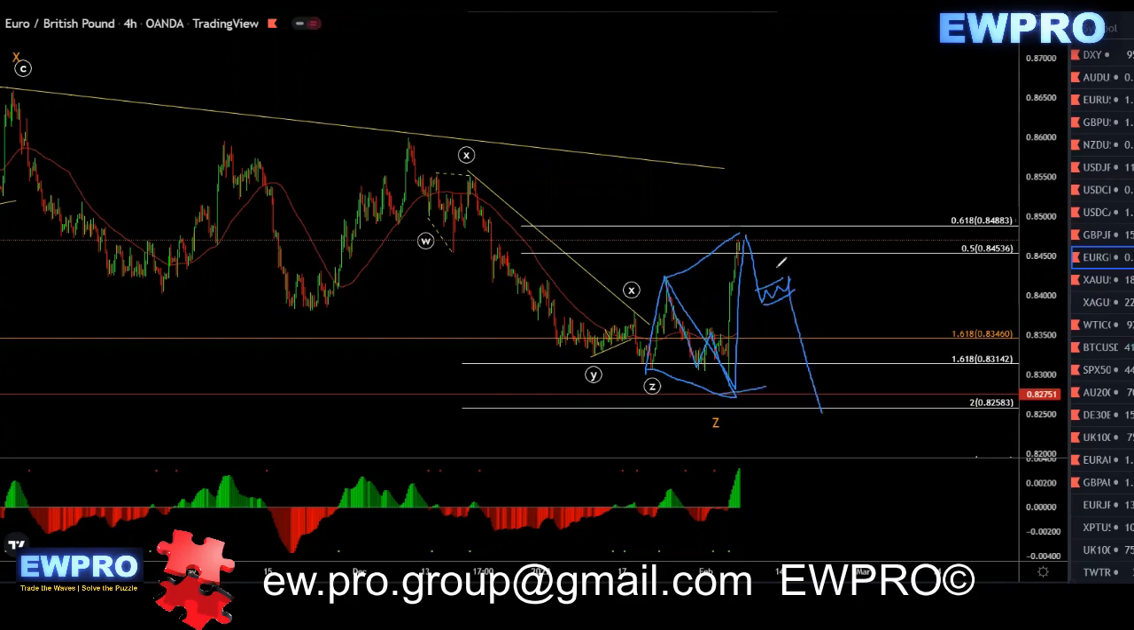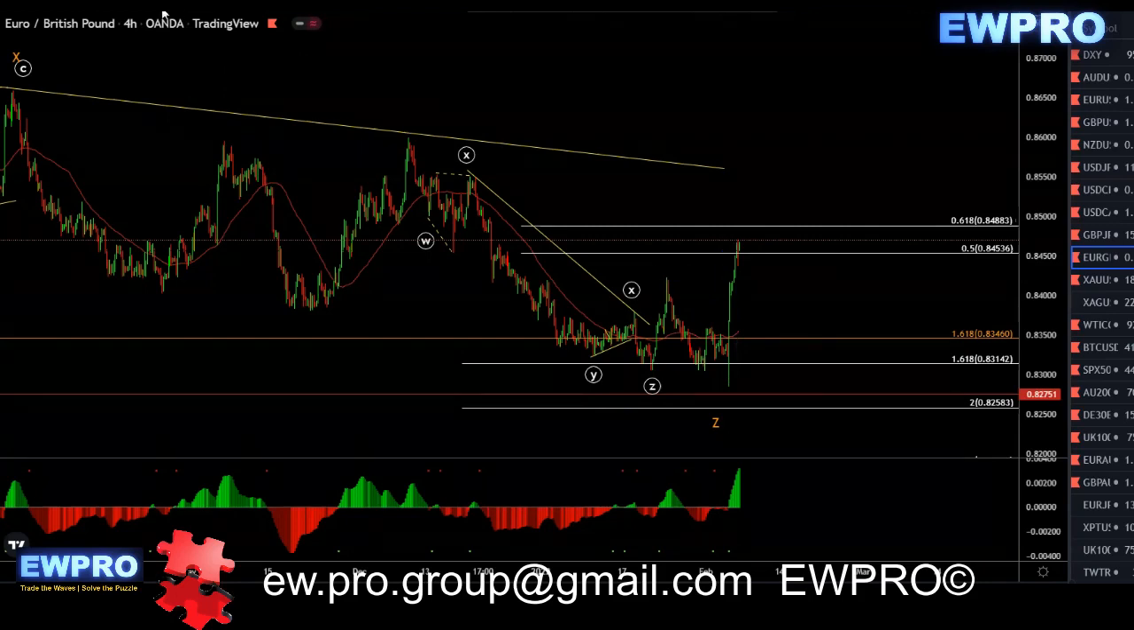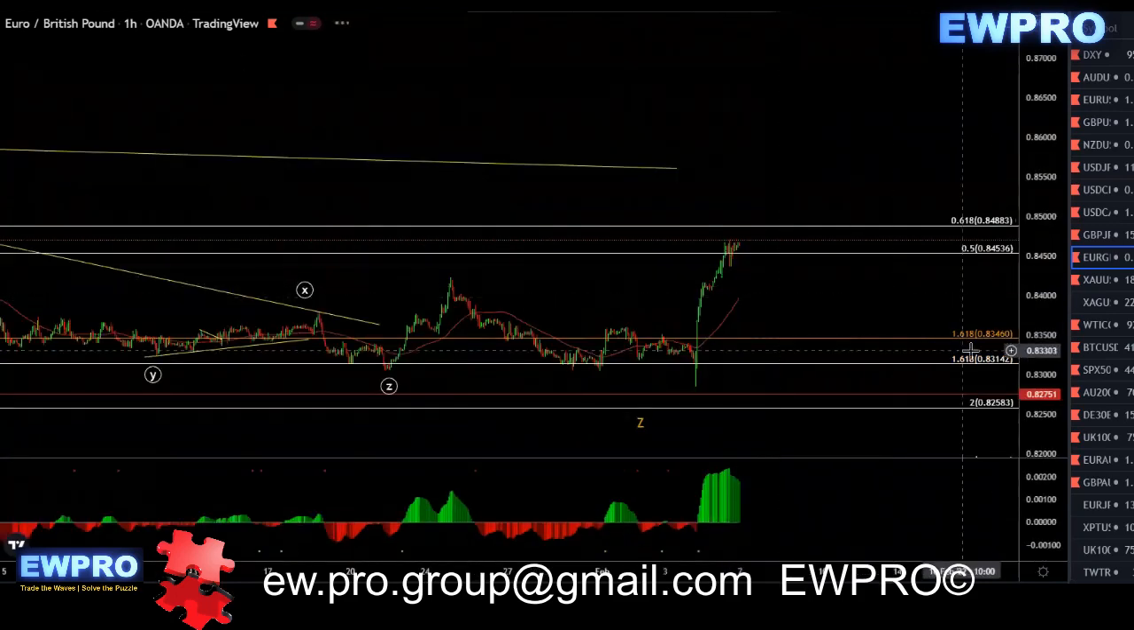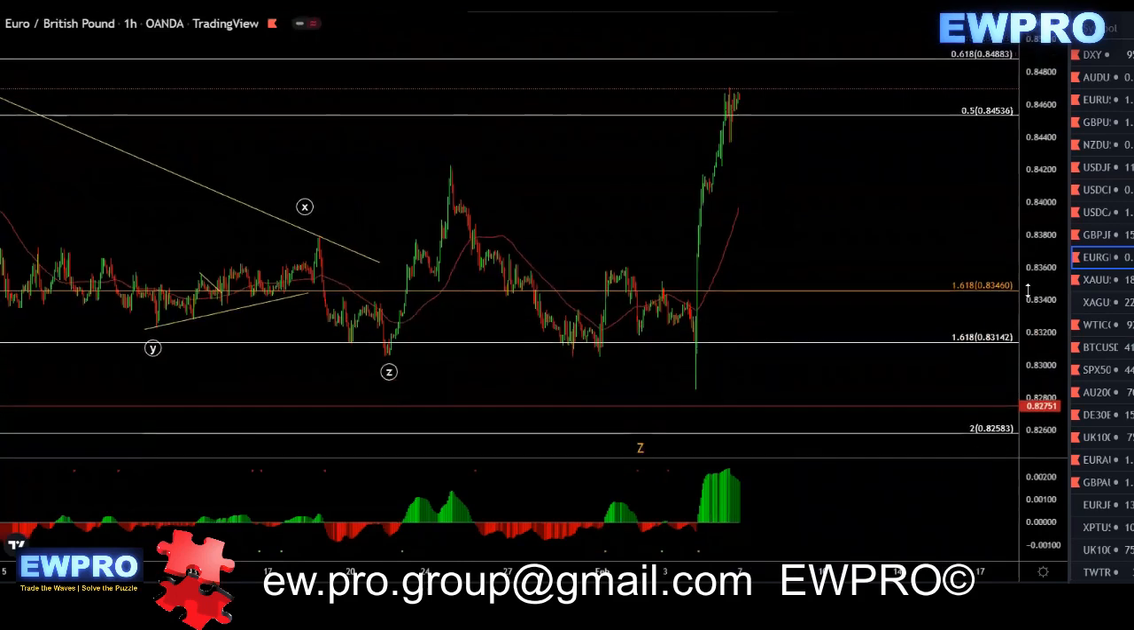I'm not really interested in sells. We're at a low. I'm more interested in buys. But if you do get a nice setup, you can look for the sell, even if it's just an A, B, C, just for a scalp. You can do that because it is valid that this is a possible flat in here. But on the H1, I'm more interested in the buys.